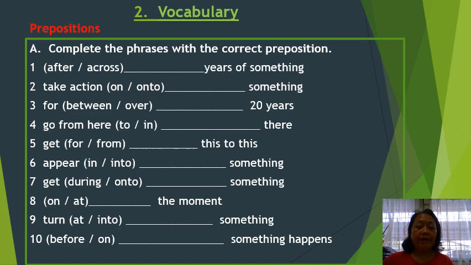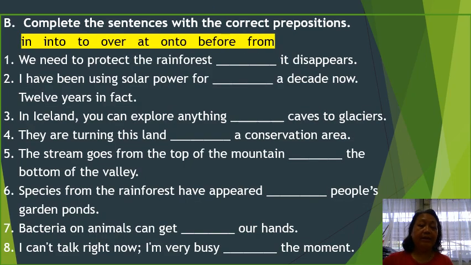Next, you will see here in yellow the same prepositions. Now, here complete the sentences with the correct prepositions. Eight sentences: in, into, to, over, at, onto, before, from. Number one, we need to protect the rainforest. It disappears.